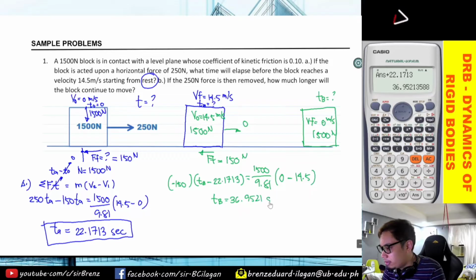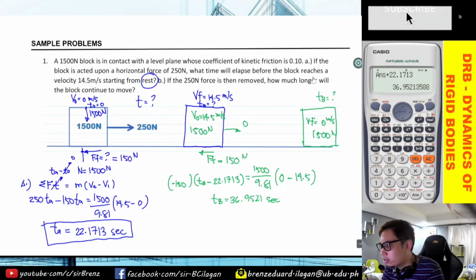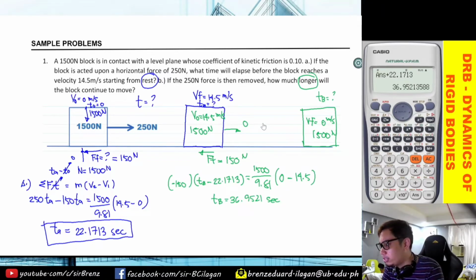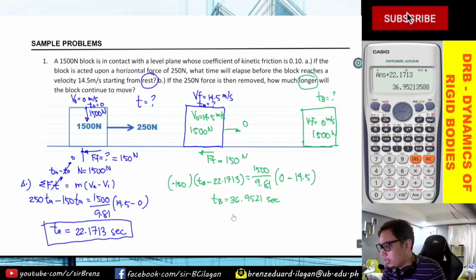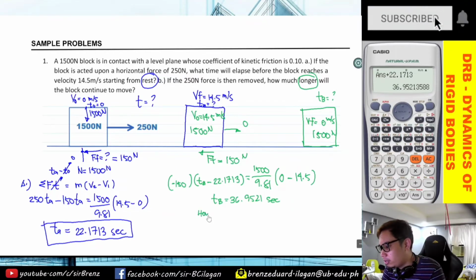seconds. Okay? But what is being asked is, how much longer? So it's asking how many more seconds, coming from the time of 22.1713. How much more do I add before I reach a velocity of 0 again? So, if that is the case, how much longer?